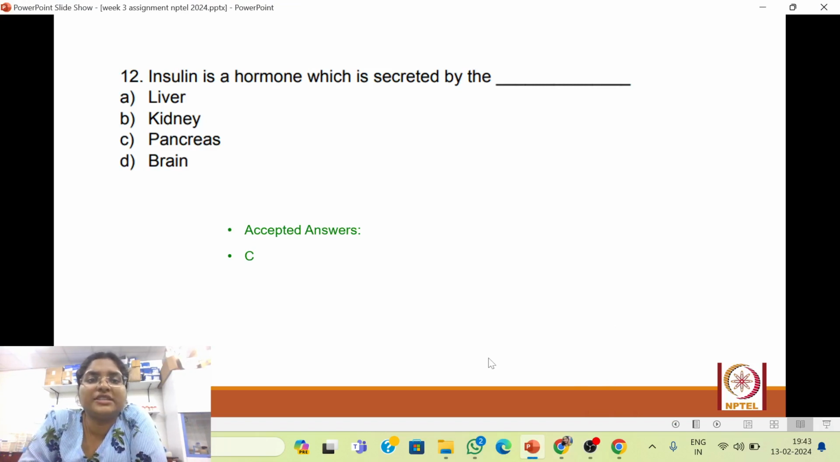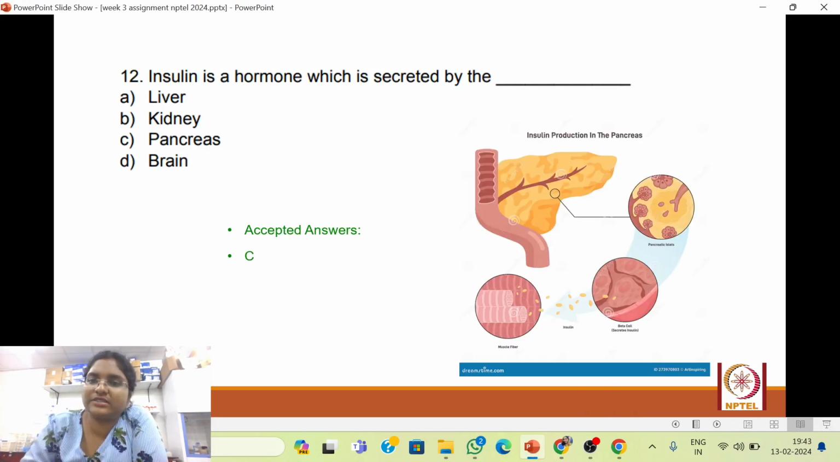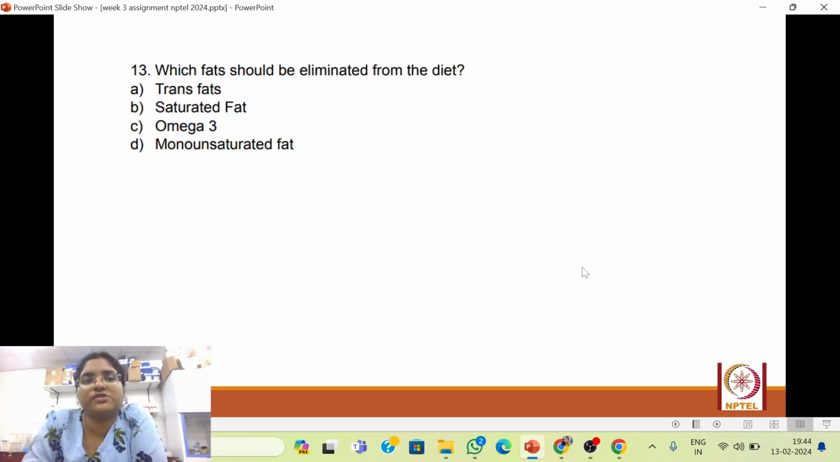The correct answer is pancreas. We have already discussed that insulin is produced in the pancreas by the beta cells. Beta cells are the ones which secrete insulin, and in the pancreas, exactly in the pancreatic islets, the insulin is produced. Okay. We'll move on to the next question.